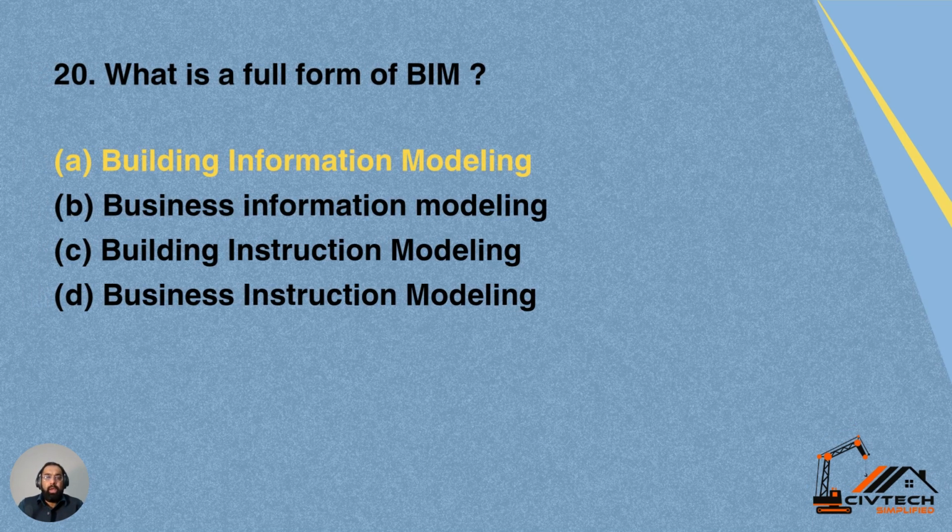Number 20, what is the full form of BIM? We normally hear BIM in various terminologies or presentations. So what does it mean? Option A, building information modeling; B, business information modeling; C, building information instruction modeling; D, business instruction modeling. So BIM is basically option A, which is building information modeling.